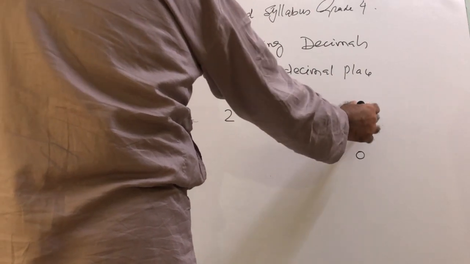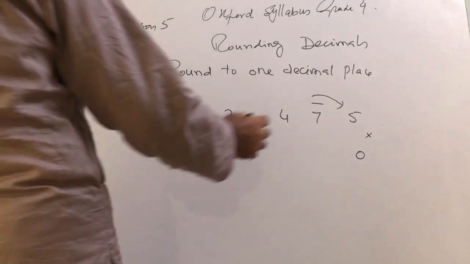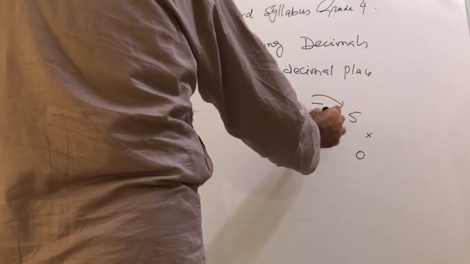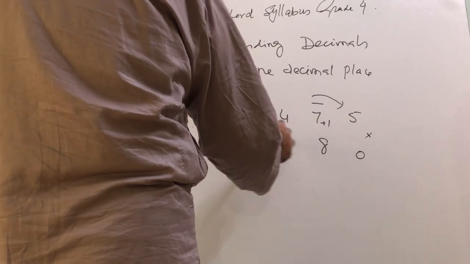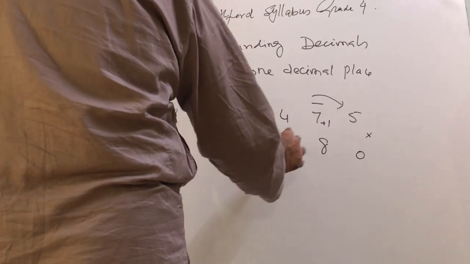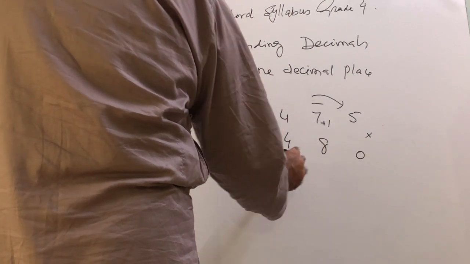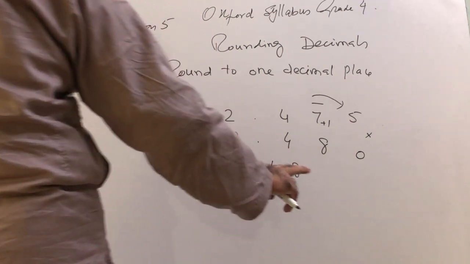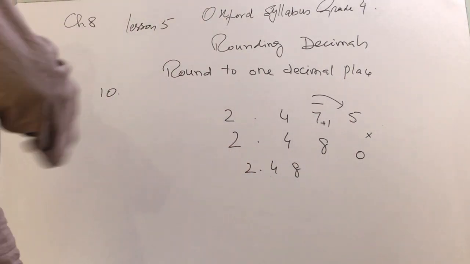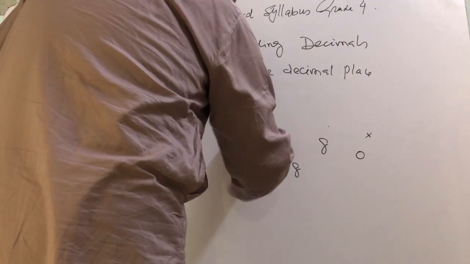We don't want to see this one, but this is the immediate neighbor of 7 on the right side. It is equal to 5, so we need to add 1 here. It becomes 7 plus 1, 8. 4 remains the same, 2 remains the same. 2.48, no need to write 0. 2.48 is the answer. So you can see that after the decimal on the right side we have only two decimals. So we have rounded this figure to two decimal places. Now we move ahead.